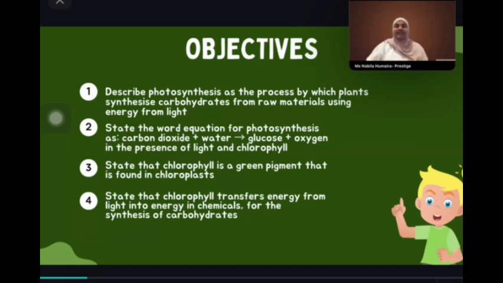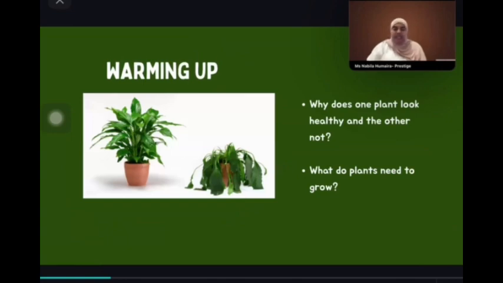And then, before we go into the topic, I want to do some warming up for today. So everyone, are you ready to learn? Yeah, let's see these pictures on the screen. There are two types of plant. Why does one plant look healthy and the other not? Okay, do you have any suggestion? Yeah, because of the water, the light intensity.